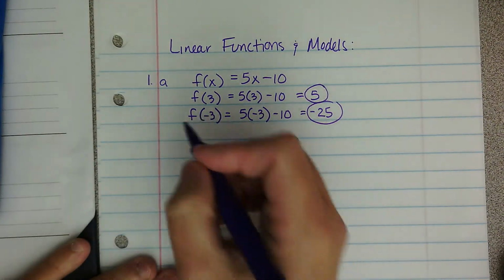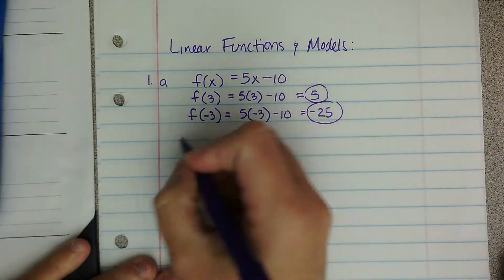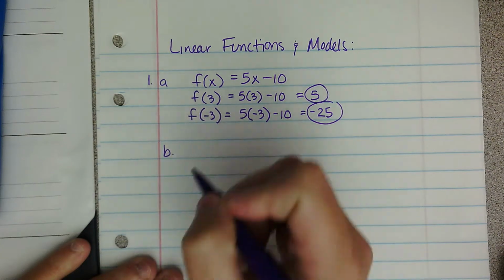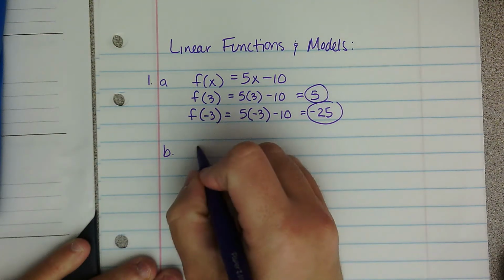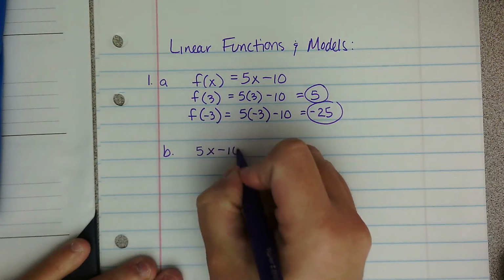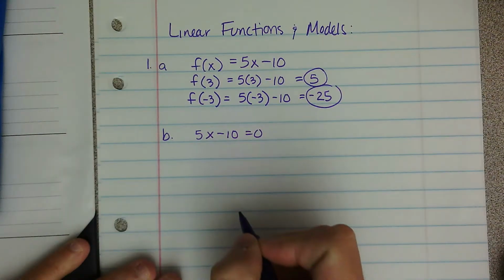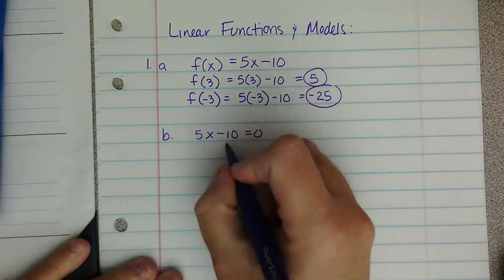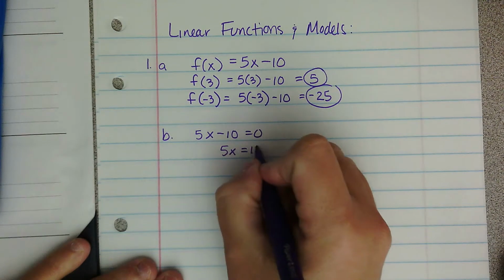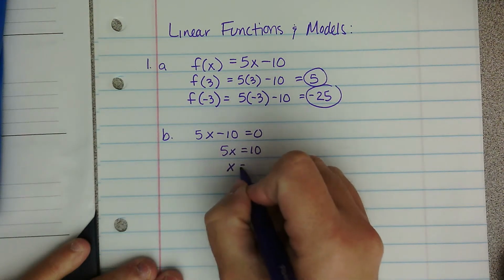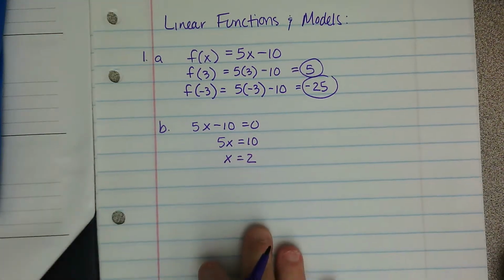Part B says find the zero of f. And in the notes, hopefully you caught that the zero of f means that you need to set the function 5x minus 10 equal to 0 and solve for x. So we would add 10 to this side and divide by 5. So the zero of f is 2.